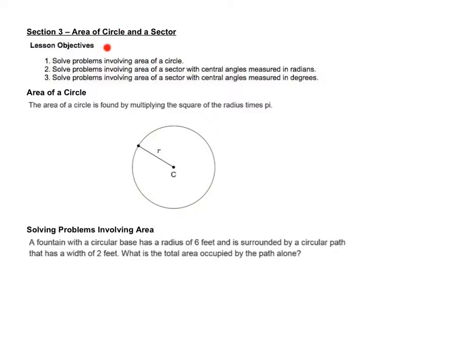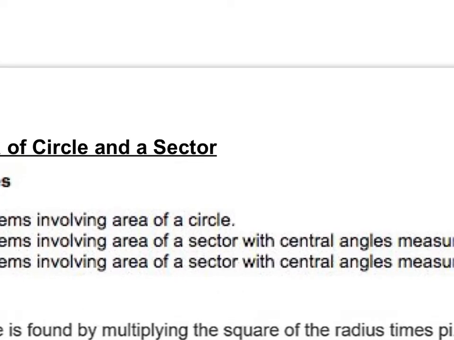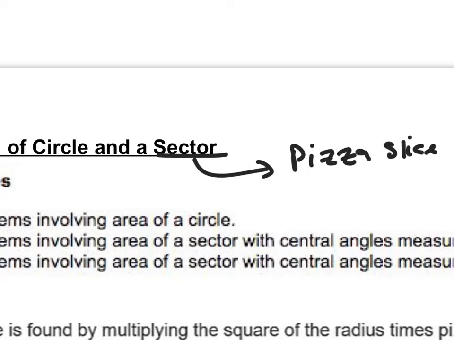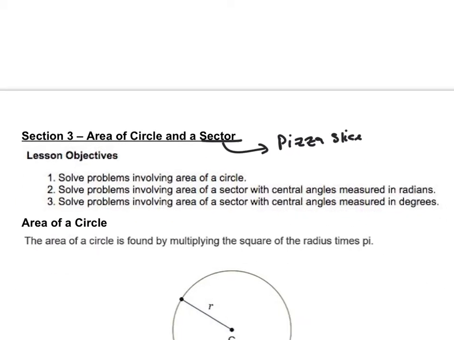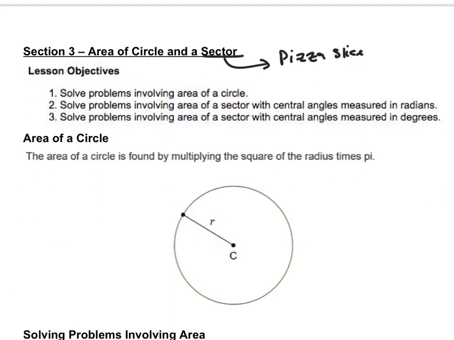Hello and welcome back. This is a new section over geometry, and this is section 3, called area of a circle and a sector. Now, I don't really like to use the word sector. I like to think of that as my pizza slice. So a sector is like a pizza slice. It allows us to take the area of a circle and find the area of a portion of that circle.